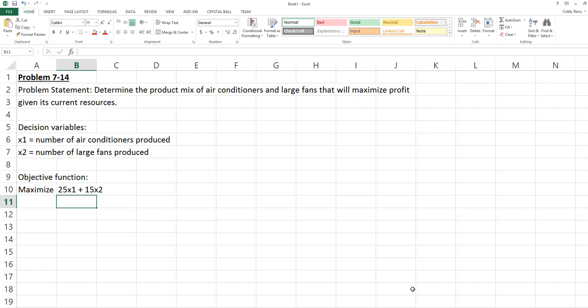When you look at the objective function, it may seem like we want to just produce as many air conditioners as possible. The problem is, the resources may limit the number of air conditioners that we can produce.